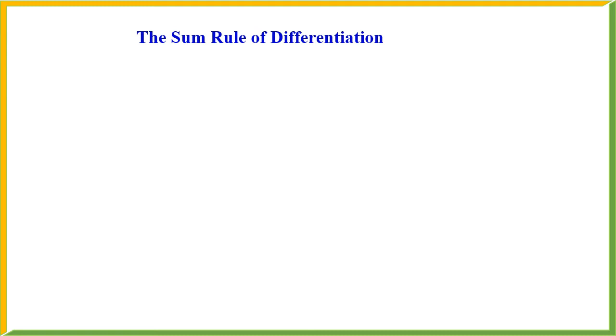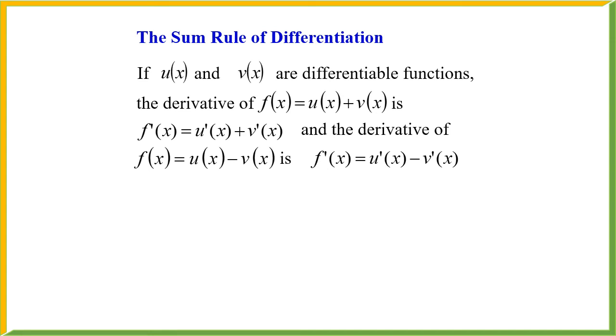Okay, rules of differentiation. Sum rule: if u of x and v of x are differentiable functions, the derivative of f(x) equal to u(x) plus v(x) is f prime x equal to u prime x plus v prime x, and the derivative of f(x) equal to u(x) minus v(x) is f prime x equal to u prime x minus v prime x.